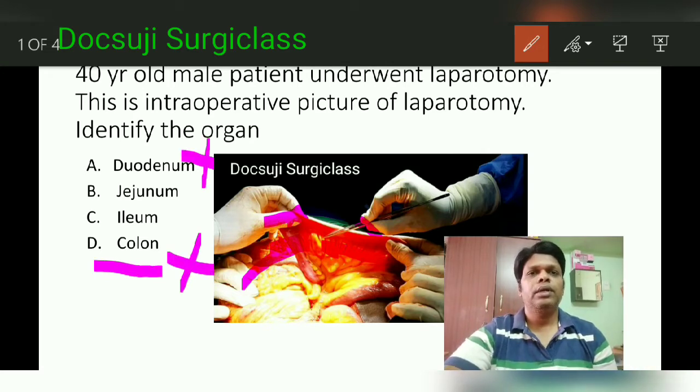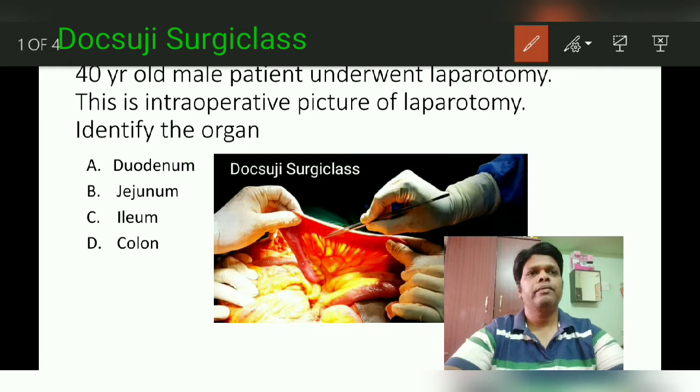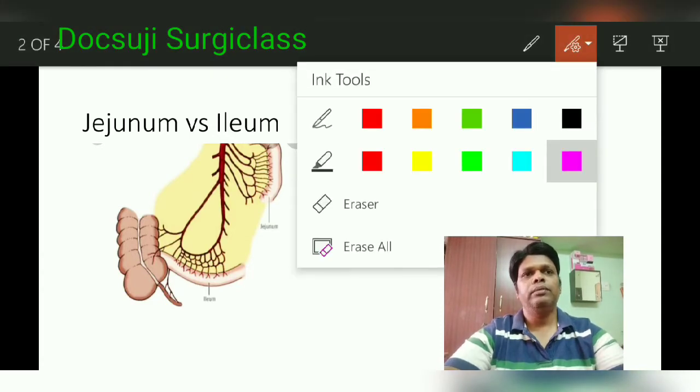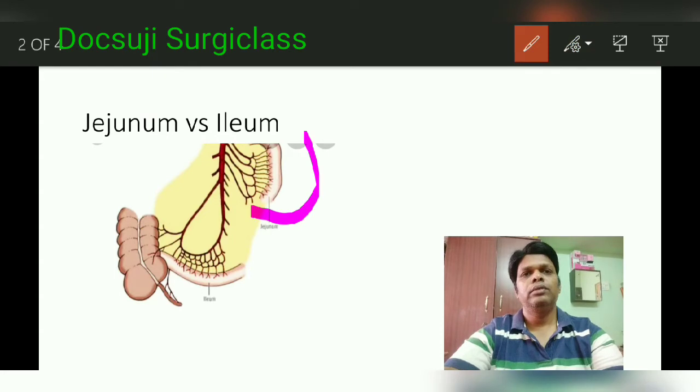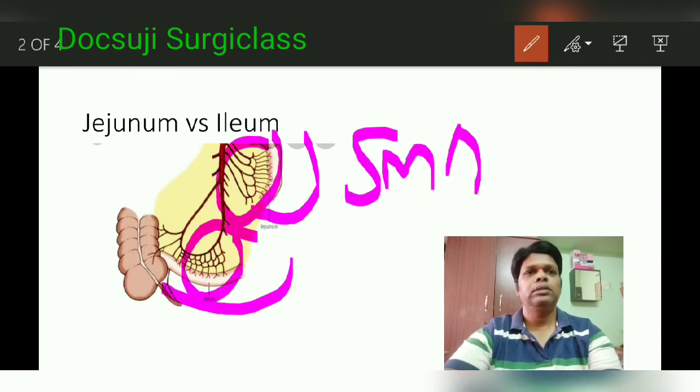The remaining two options are the jejunum and ileum. Then how to differentiate jejunum and ileum? I'll show again. We'll go for some discussion, then we'll come back to this slide. This picture represents the jejunum and ileum. Here you can see the jejunum, and this is the ileum. They are supplied by jejunal arteries and ileal arteries, which are all branches of the superior mesenteric artery.